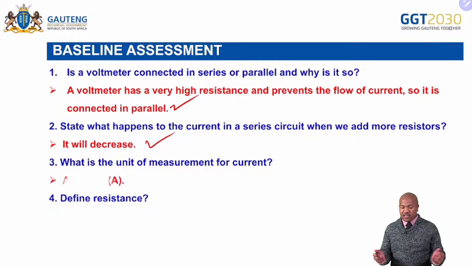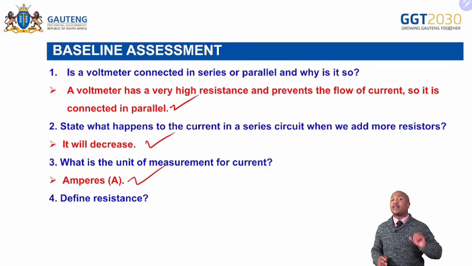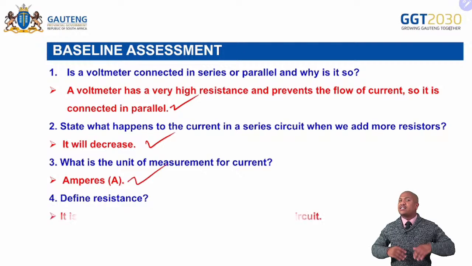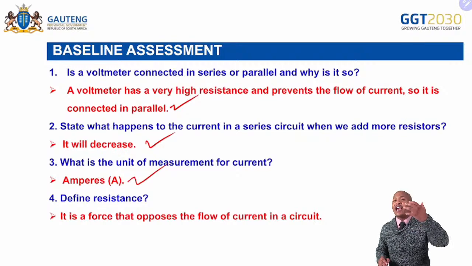Number three, what is the unit of measurement of current? Current is measured in amperes, which is abbreviated as A. Then number four, define resistance. We did this last week, right? So how can we define resistance? Resistance is defined as a force that opposes the flow of current in a circuit, right?